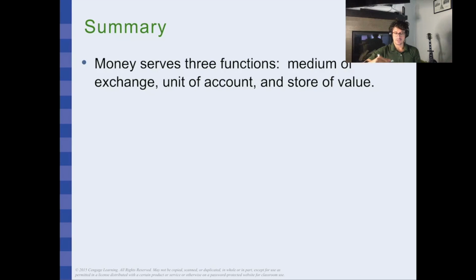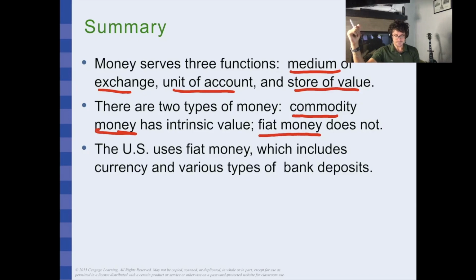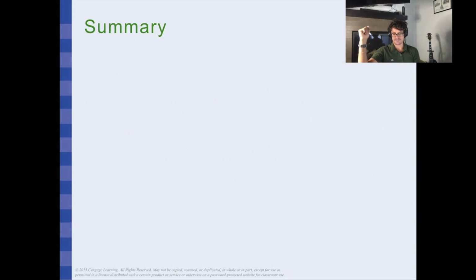So to summarize, money serves 3 functions: medium of exchange, unit of account, and store of value. There are 2 types of money that we have seen. Before we were used to commodity money, and more recently, in our modern monetary system, we have fiat money. Commodity money has an intrinsic value, fiat money does not. The US uses fiat money, which includes currency and various types of bank deposits.